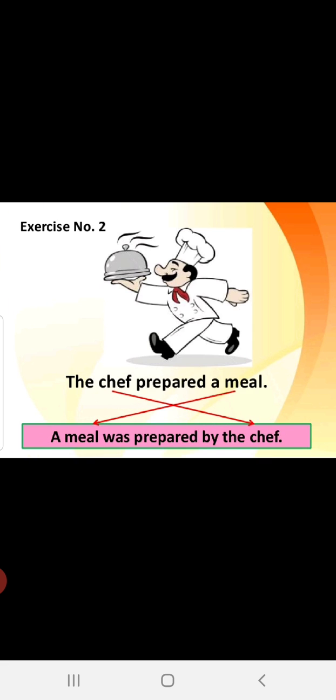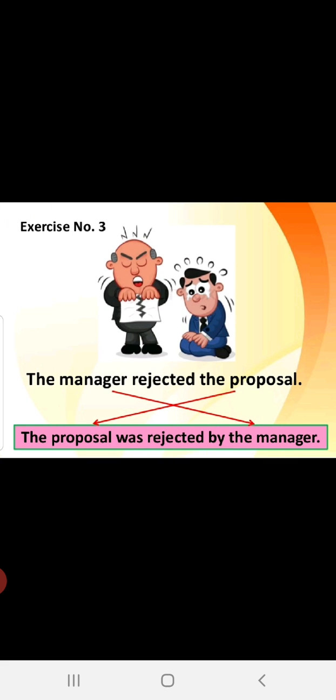The chef prepared a meal. Here we don't have two objects, so no worries. The chef prepared a meal. A meal was prepared by the chef. Very simple. Now, the manager rejected the proposal. The proposal was rejected by the manager. See, in the simplest way, we are just changing from active to passive.